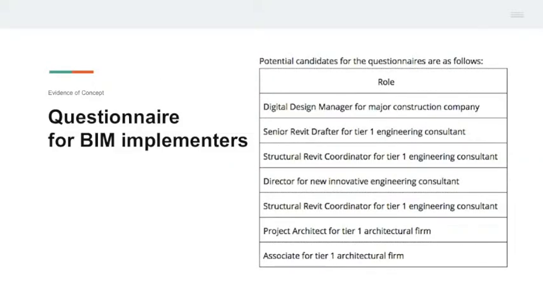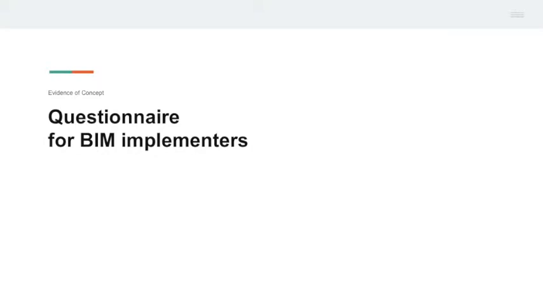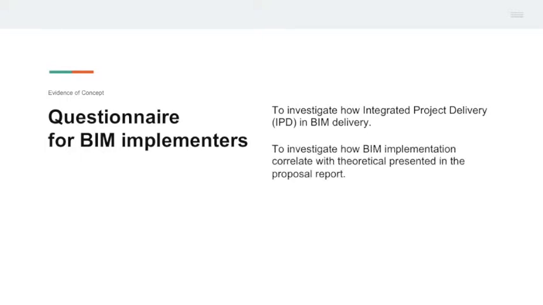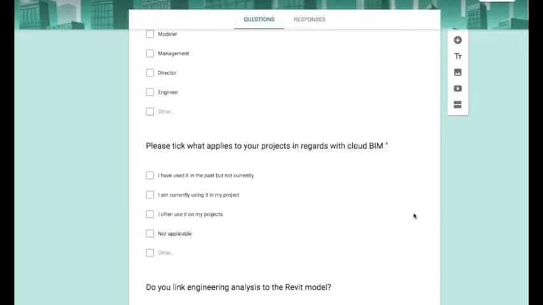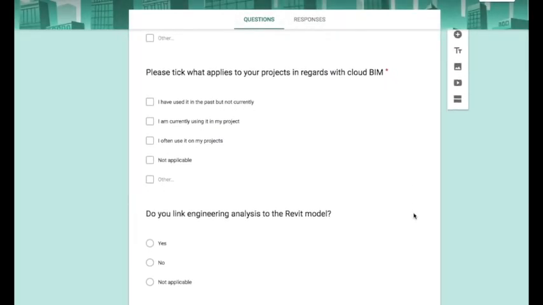The proposed project will have questions for BIM implementers in the industry. The purpose for the questions is to investigate how IPD and BIM delivery, and how BIM implementation, correlate with the theoretical result, to help better understand the real world and theoretical correlation. The questionnaires will be delivered to the candidates in Google Form format.